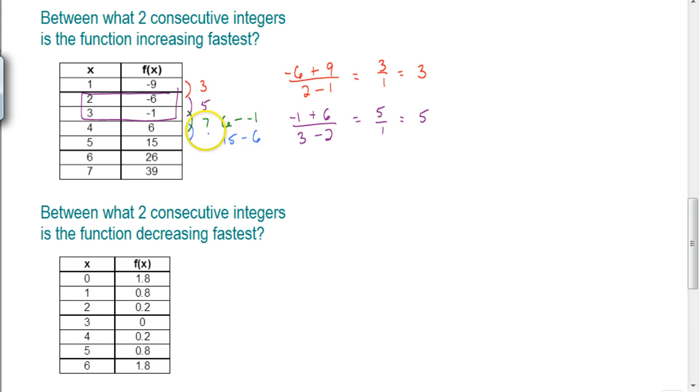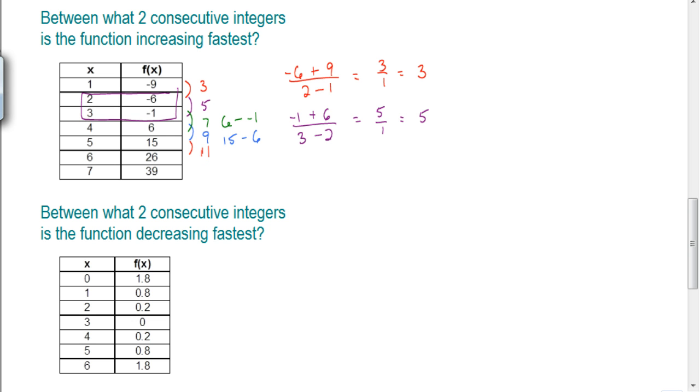15 minus 6 would end up giving us a difference of 9 for those two. And then to find the difference of the next consecutive integers, 26 minus 15 would be 11. And again, our denominator would be 1. So 11 divided by 1 would just be 11.